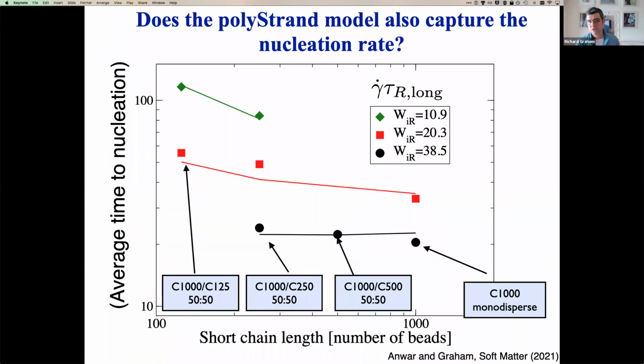Okay, there's another question of, can we also predict the nucleation rate using the same model at the same time? And the answer is yes. So we've got the average time to nucleation here, which is essentially the nucleation rate. Down here, we've got the length of the short chains. So this is our C1000. And as we cut them, we move down the length of short chains. We also change the flow rate as well.